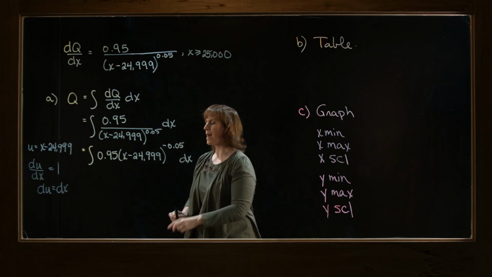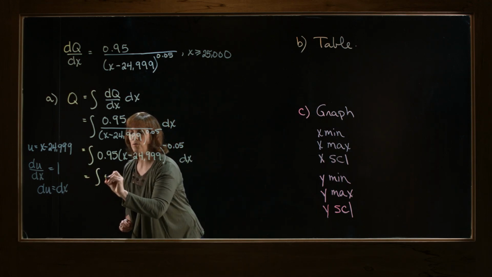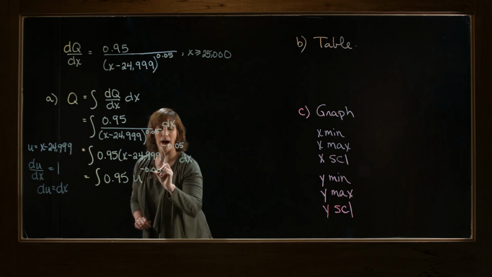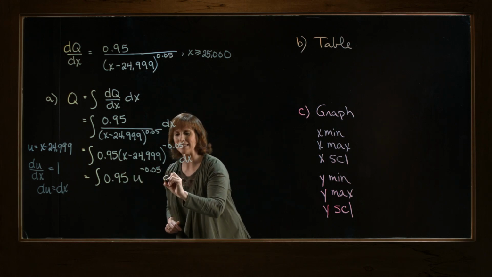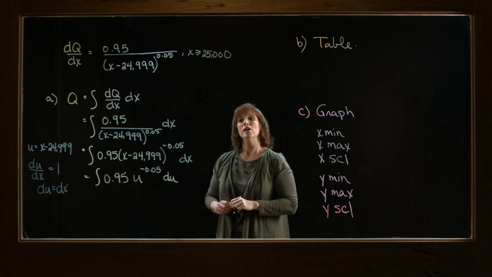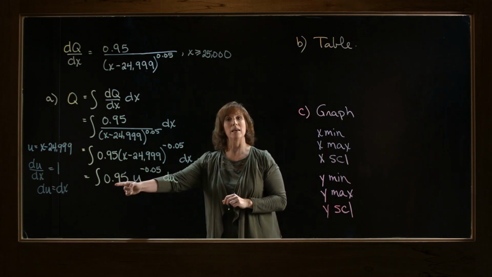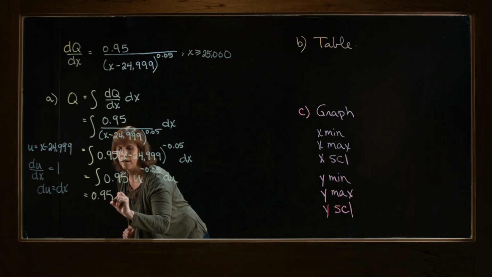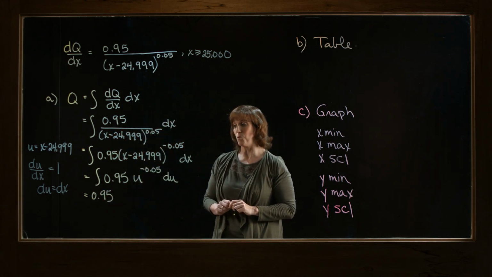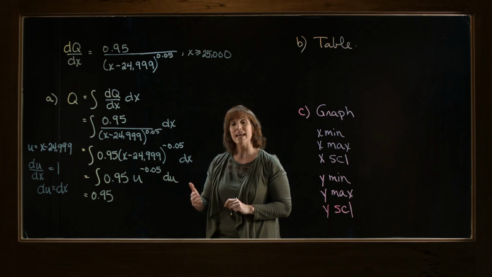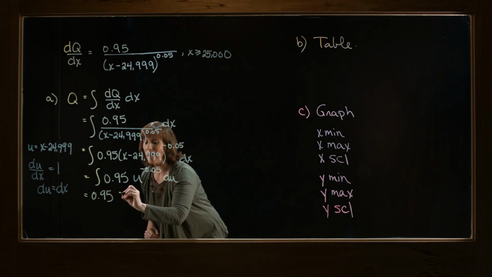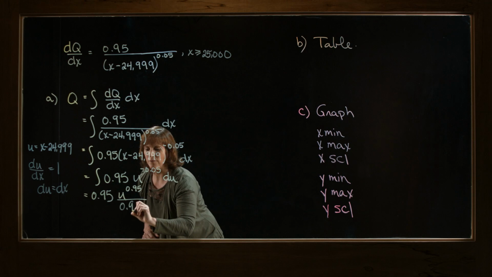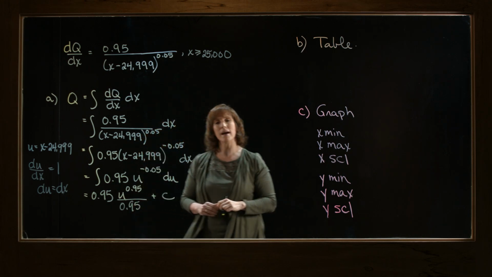Now when I rewrite my integral, I can write it as 0.95 u to the minus 0.05 power, and dx and du are exactly the same thing. So now I have a basic integration problem. I can pull out the constant 0.95 and integrate u to the negative 0.05 du, adding 1 to the exponent and dividing by the same number. So that'll be u raised to the 0.95 all over 0.95 plus my constant of integration.